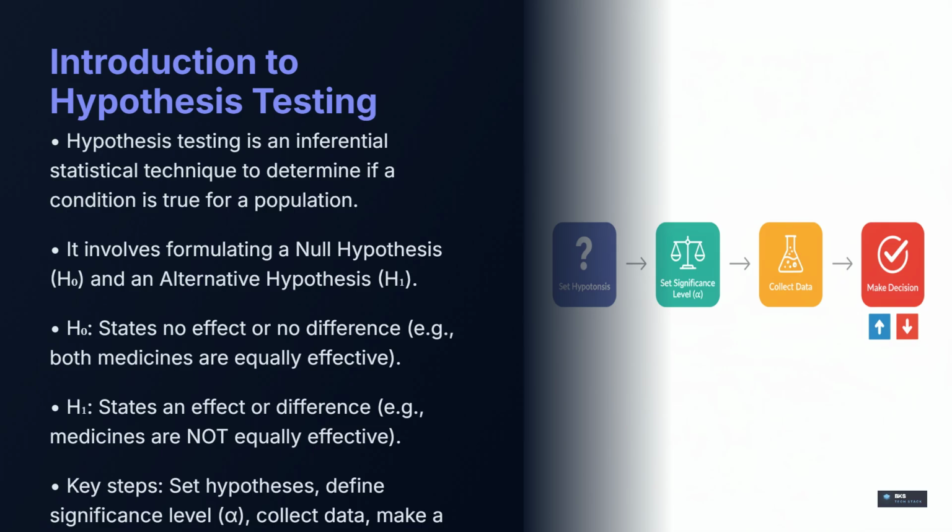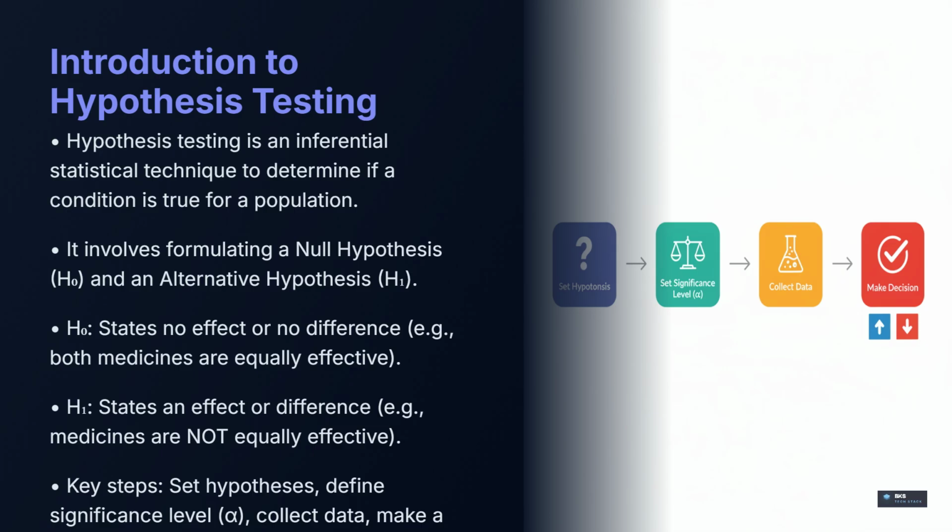Moving on to a cornerstone of inferential statistics, hypothesis testing. This is a powerful technique that allows us to make informed decisions about a population based on sample data. Essentially, we're testing a claim or an assumption. It always starts with two opposing statements, the null hypothesis, denoted as H0, and the alternative hypothesis, H1. The null hypothesis always states that there is no effect, no difference, or no relationship. For example, in a clinical trial, H0 might state that two medicines are equally effective. The alternative hypothesis, H1, is what we are trying to find evidence for. It states that there is an effect or a difference, such as the medicines are not equally effective.